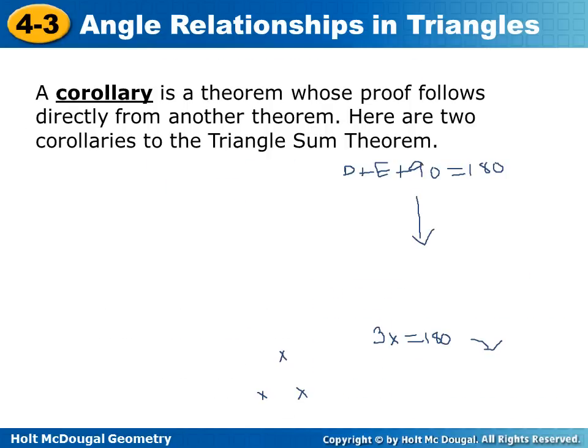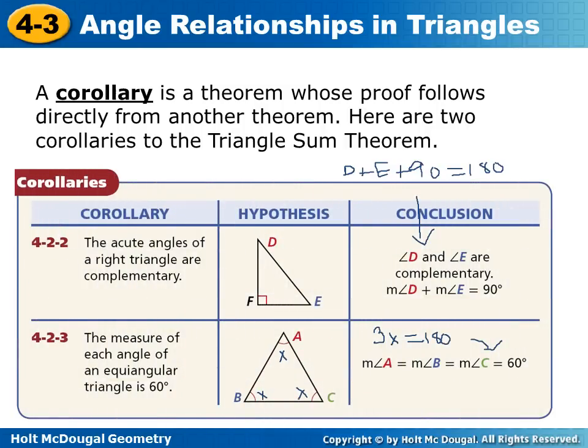A corollary is a theorem whose proof follows directly from another theorem. Here are two corollaries for the triangle sum theorem. The acute angles of a right triangle are complementary. So D plus E, we know that F is 90, so D plus E plus 90 equals 180. If you subtract 90 from both sides, you get that D plus E is equal to 90.